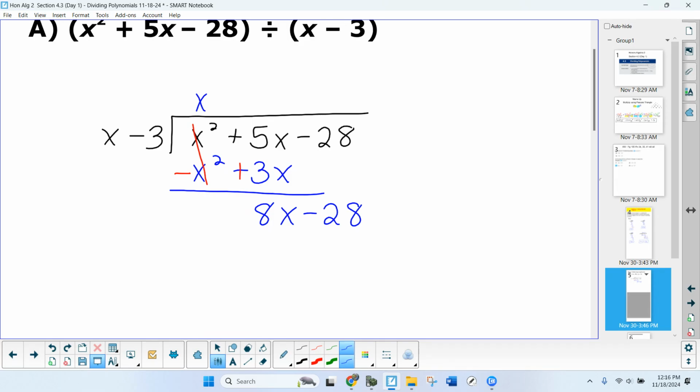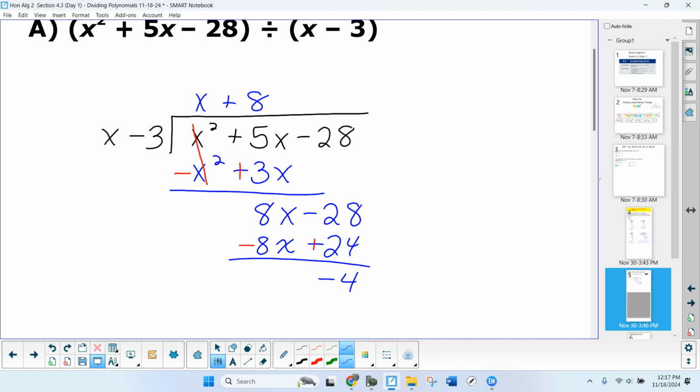Okay. Caleb, what are you going to multiply x by to get to 8x? Positive 8. Now, what do you do with the 8? You distribute it. And you get what? Negative 8x minus 24. And then you come in and you do what? Subtract. So this becomes negative, that becomes positive, and what do you have left here? Negative 4. Now, guys, you are done. You can't go any further when the degree of what's left is less than the degree of your divisor. So the degree of this is 1, the degree of this is 0, so we're done.